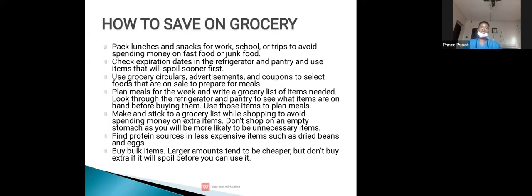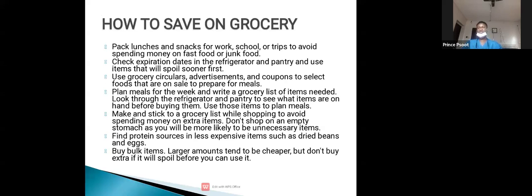So the first one we're considering is how to save on groceries. One thing that consumes family costs or family finance is groceries, because it is an important aspect of life. Of course, you will definitely eat, you will consume food. So food, groceries, they take a larger space when it comes to finance. So how do we help our patients to save on groceries?